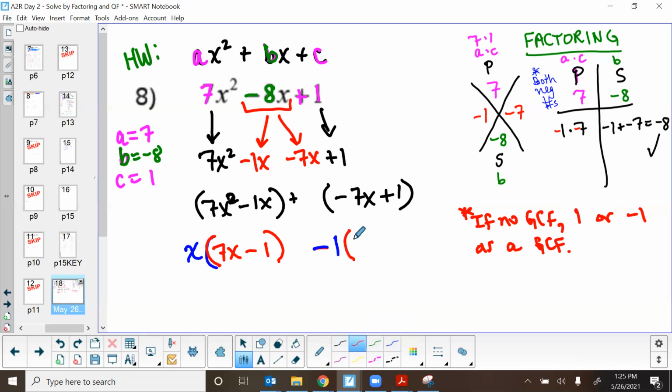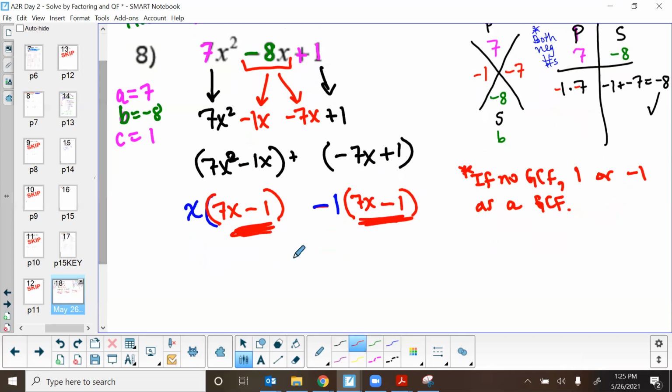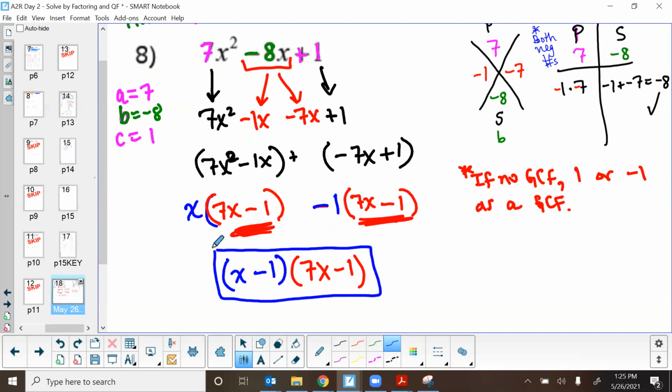And that will leave me with a positive 7x. -1 times positive 7x is -7x. And -1 times -1 would give me +1. And you know that we want these to be the same. So that means that if we take out the 7x minus 1 as the GCF, we had an x minus 1 left over. So that is the final answer.